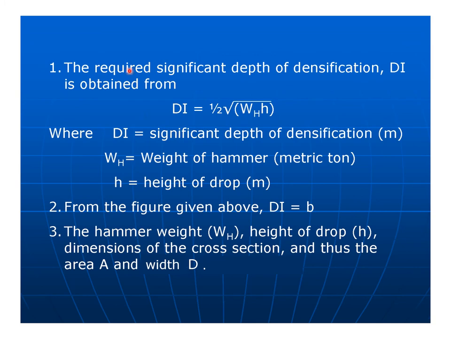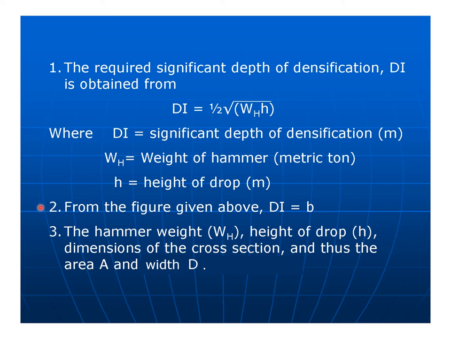Now, to understand this approach, look at the first thing: the required significant depth of densification DI is obtained by using this formula. Here we are considering the n value equal to 0.5. DI is the significant depth of densification in meters, W sub h is the weight of the hammer or the tamper in metric ton, and small h is used for the height of the drop in meters.